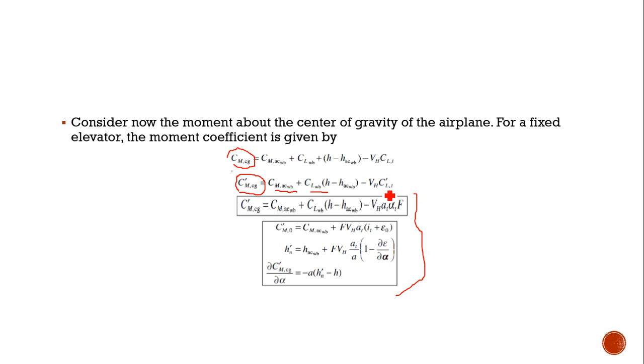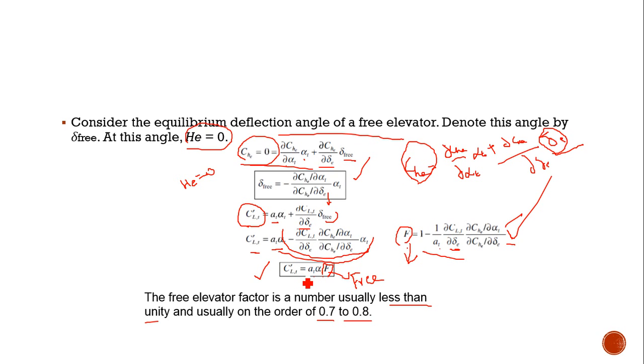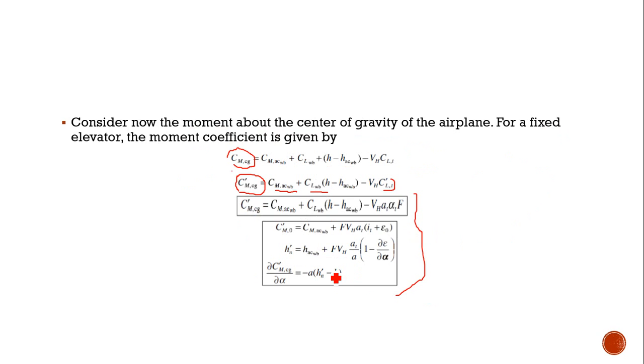So we can substitute the value for CLT. We have seen earlier that CLT equal to a_t α_t into F. By substituting here, the equation becomes CMCG equal to CMACWB plus CLWB into (h minus hACWB) minus VH into a_t α_t into F. Okay. So these are the other formulas for solving.